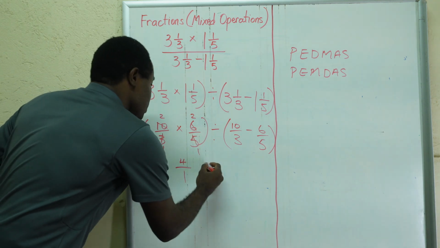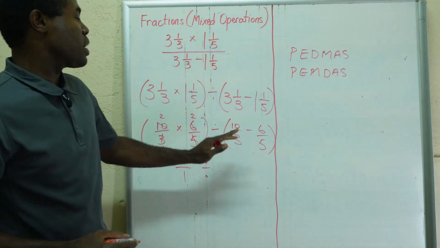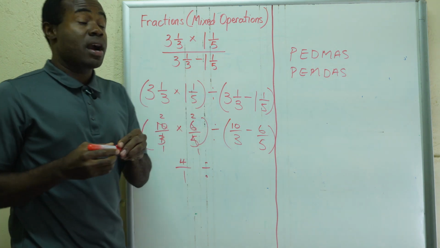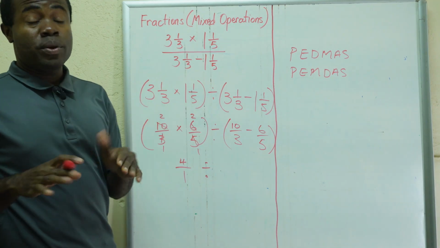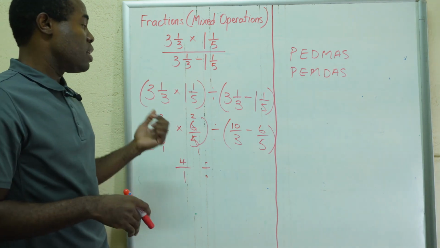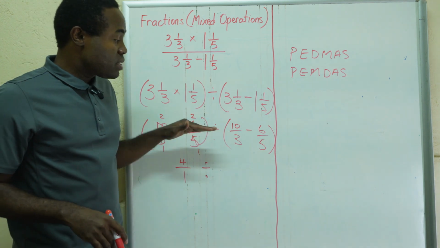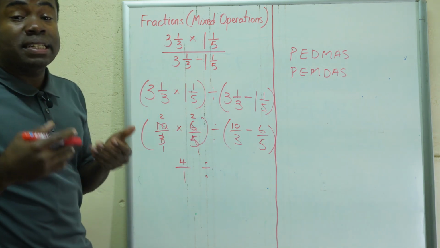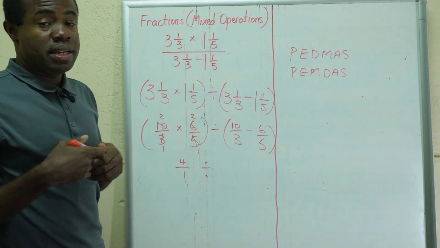Now, let's focus on the second bracket. In the second bracket, we are subtracting. Now, when we're subtracting, we're going to take a totally different approach from when we're multiplying. When we are subtracting, we need to ensure that there is a common denominator.